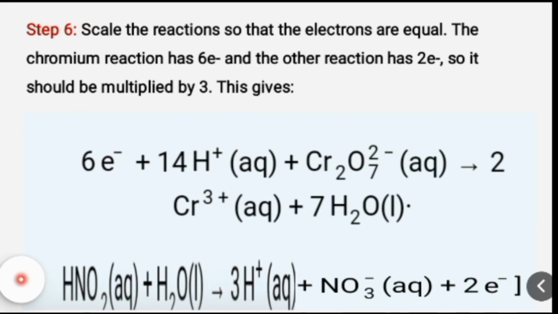Step 4 says scale the reaction so that the electrons are equal. What this means is that the prefix on the electrons, which is 6 and 2, in the two reactions must be the same. But here is 6, here is 2. Therefore, we are going to make this electron here 6. And how are we going to do that? We are going to multiply this equation by 3.